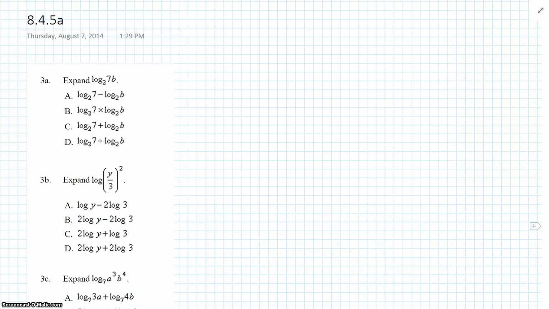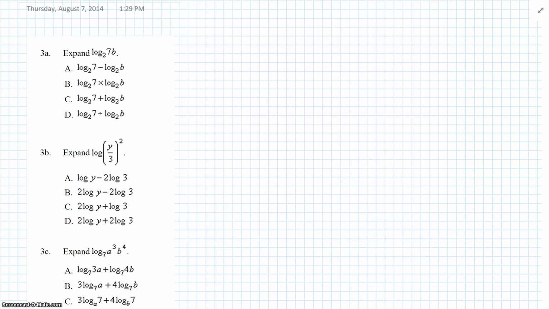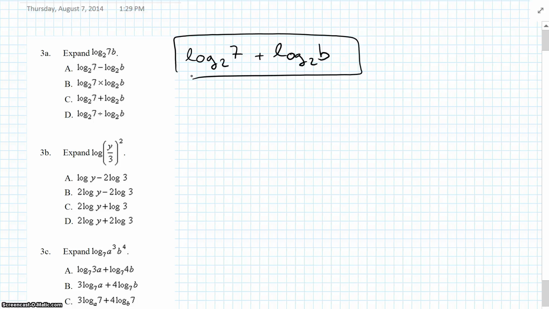Okay. Next example. Expand log base 2 of 7b. So that's just going to be log base 2 of 7 plus log base 2 of b. You're adding them since it's a product.